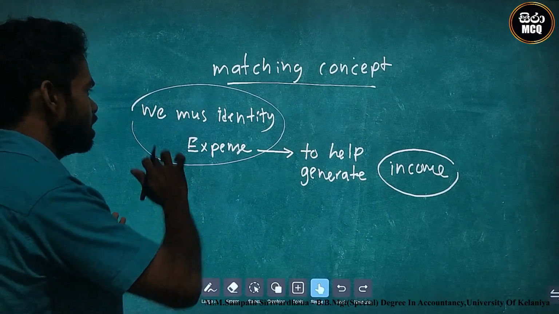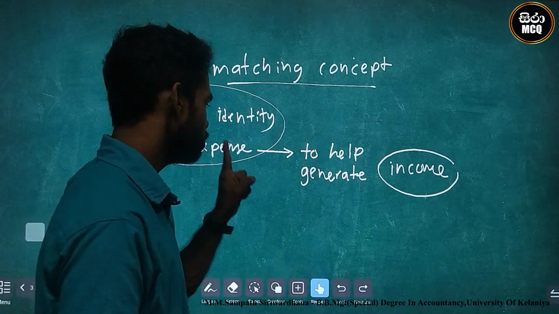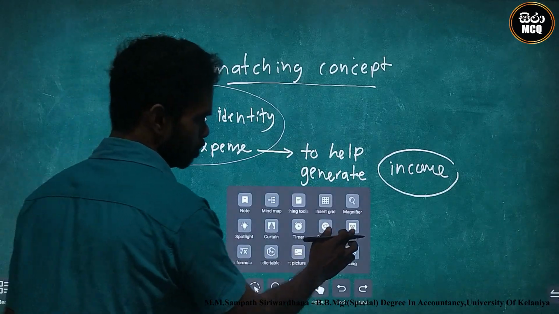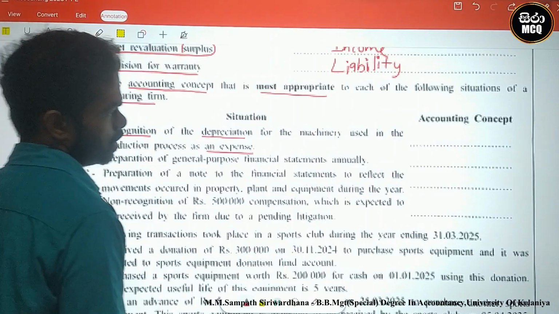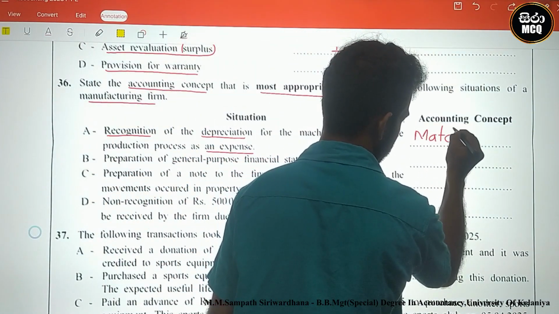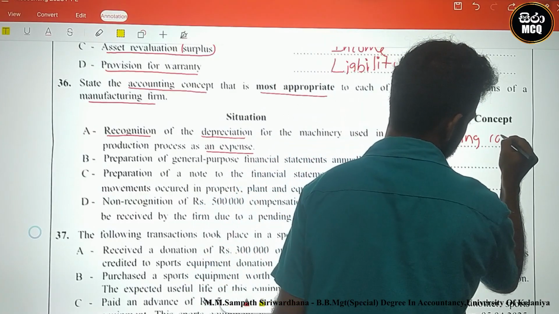Matching concept means we must identify the expense related to the income. Therefore, expense identification is related to the matching concept. Therefore, the answer is matching concept.